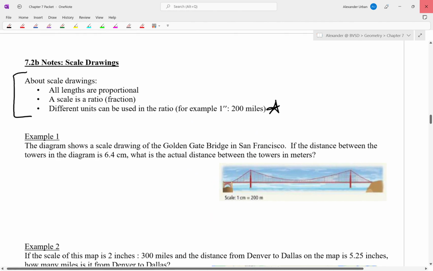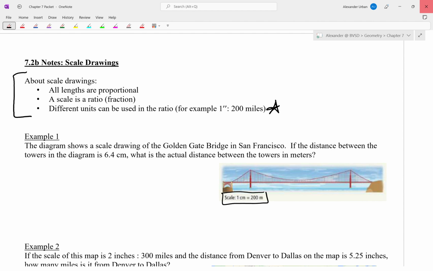So example 1, the diagram shows a scale drawing of the Golden Gate Bridge in San Francisco. If the distance between the towers in the diagram is 6.4 centimeters, what is the actual distance between towers in meters? So you can see I have a scale right here. It is 1 centimeter to 200 meters. So that is our first most important thing, is we have to actually look at it and set it up: 1 centimeter to 200 meters. So each centimeter we got 200 meters.